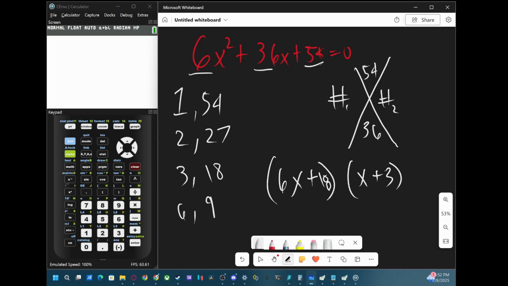To check, you just multiply this out. So 6x times 6x, that's 36x squared. Now, 6x times 3 is 18x. 18 plus 18x is 36x. And 18 times 3 is 54.